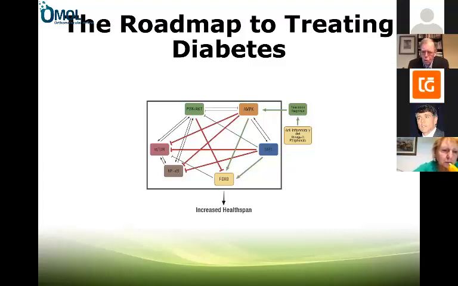And this becomes the roadmap not only for treating diabetes, but every chronic disease associated with insulin resistance.